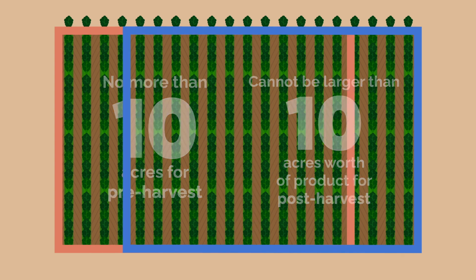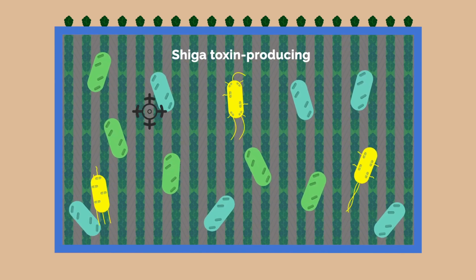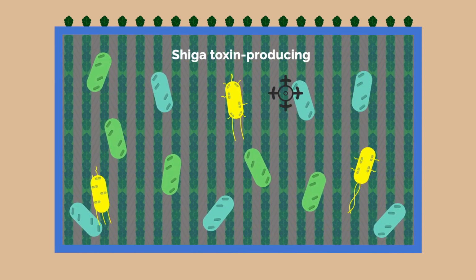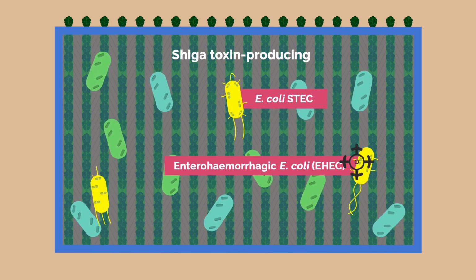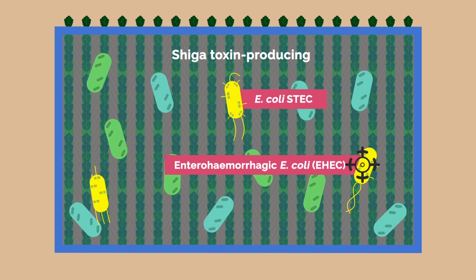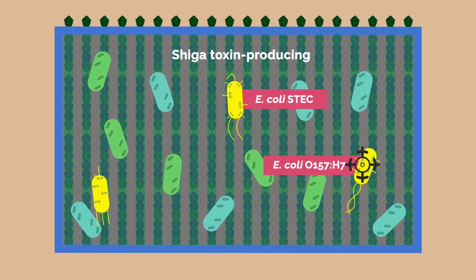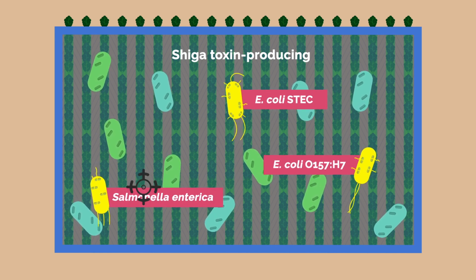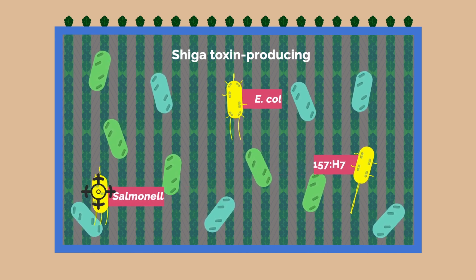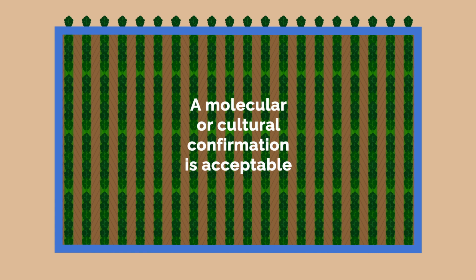The program testing target organisms are Shiga toxin-producing Escherichia coli, STEC, and/or enterohemorrhagic E. coli, EHEC, including E. coli O157:H7 and Salmonella enterica. A molecular or cultural confirmation is acceptable.